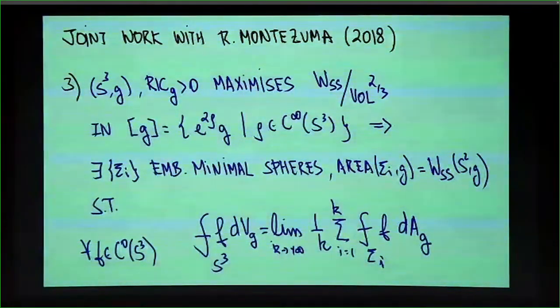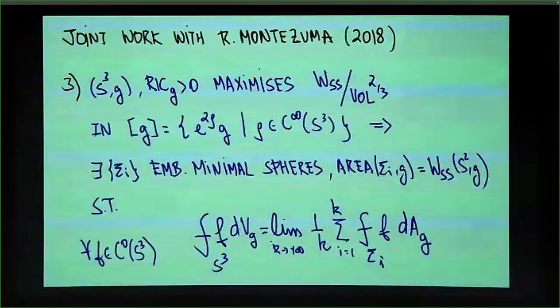So let's start from the beginning. If you have a Riemannian metric on S^3 with positive Ricci curvature that maximizes this functional here in the conformal class it defines, then you can find a sequence, sigma i, of embedded minimal spheres, all of them with the same area equal to WSS, and such that they are equidistributed in space. So this is what this formula means. They are equidistributed in space.